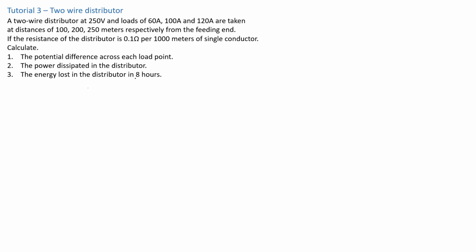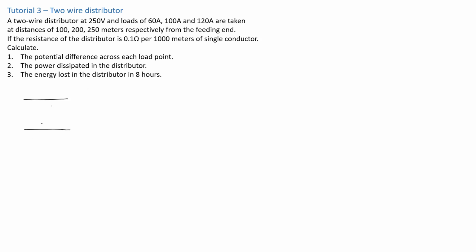So the distributor is basically that transmission system that is taking power from the feeding end and sending it to each one of these loads. And while doing so, there are power losses, right? And we are asked to calculate that power loss and also the potential difference across all of these loads. Now, before you can start, the first thing here is you have to draw the circuit so that you can actually visualize the problem in front of us. So let's go ahead and start drawing our circuit.